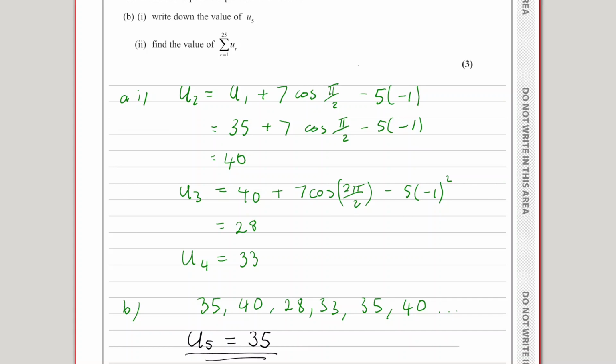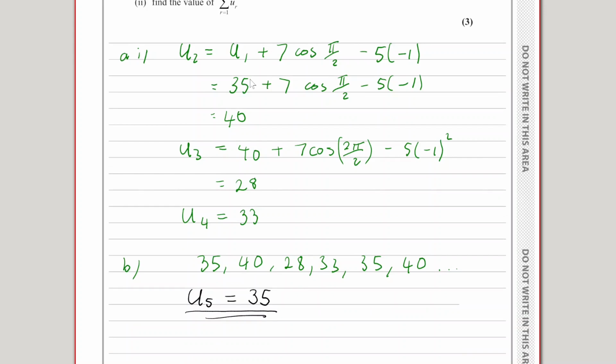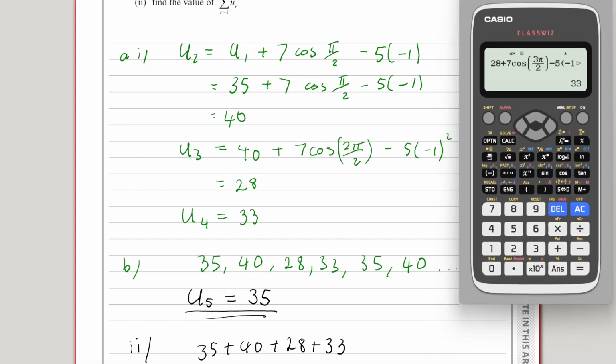Find the sum of the first 25 terms. So starting with 1 all the way up to 25, the sum of the first 25 terms. So the first 24 terms, it repeats, the first 4 repeat over and over again. So if we add up the first 4, 35, 40, 28, and 33, is 136.